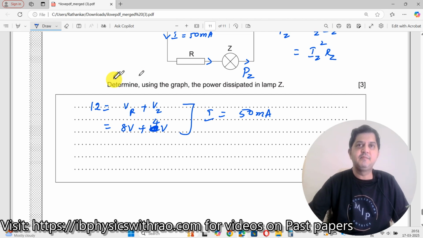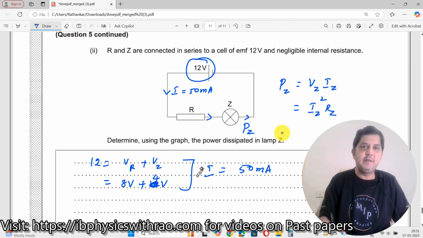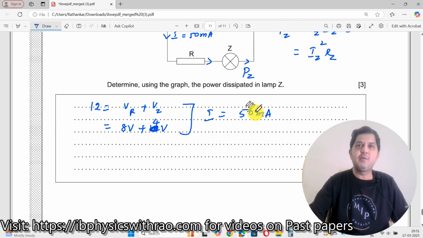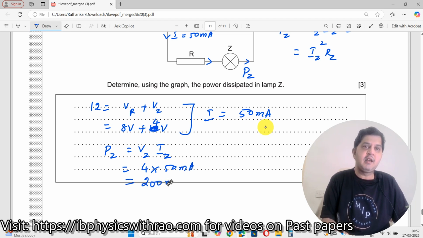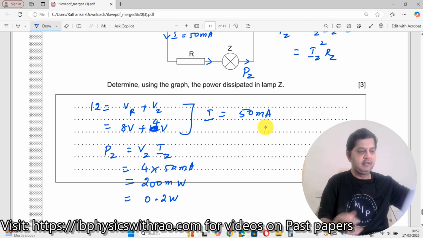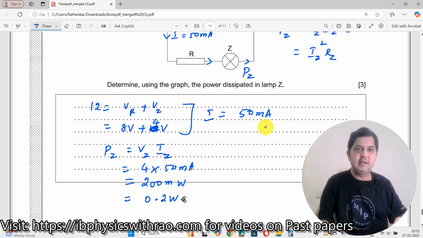You got this. Now what's the next step? The next step is you need to find out what is the power here. So which equation can I use? I write PZ. I want the value of PZ over here, which should be equal to VZ into IZ. What is VZ? VZ is 4. What is IZ? 50 milliamperes. Then it should be equal to 200 milliwatt. So it will be 0.2 watt, right? So thus 0.2 watt is the correct answer to this.